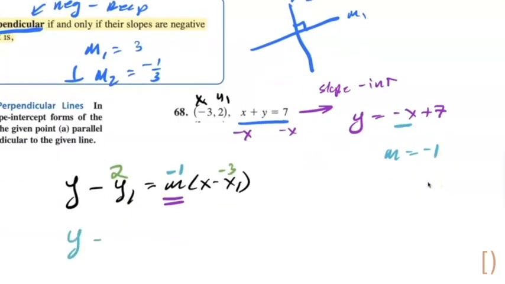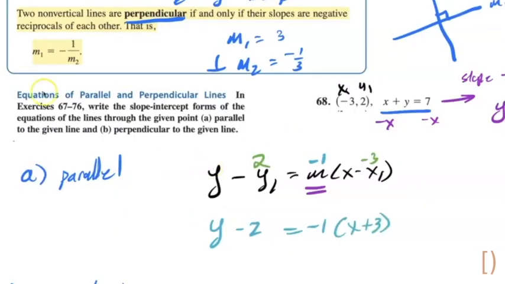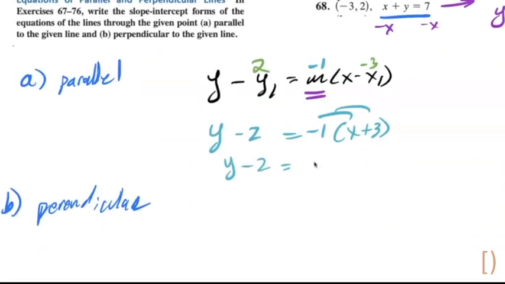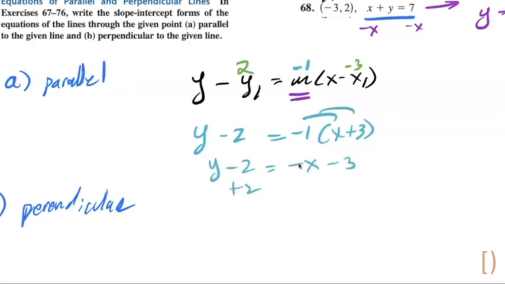And normally, I would say we are done, but it does say put it in slope-intercept form. So they want this in slope-intercept form. We're going to simplify a little bit. The only time I have to do that is when they specifically ask me for that. And then I'm going to add 2 to both sides, and I get y equals negative x minus 1.